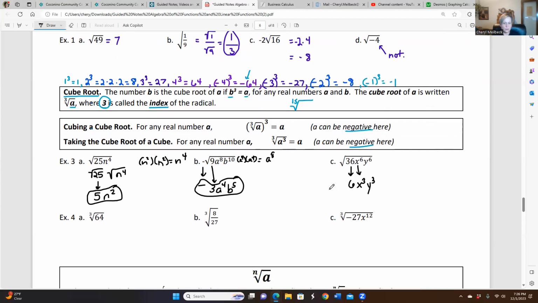Let's continue with our cube roots in example 4. Here we want the cube root of 64. Well, if you look up here, since 4 cubed is 64, we know this answer is 4.